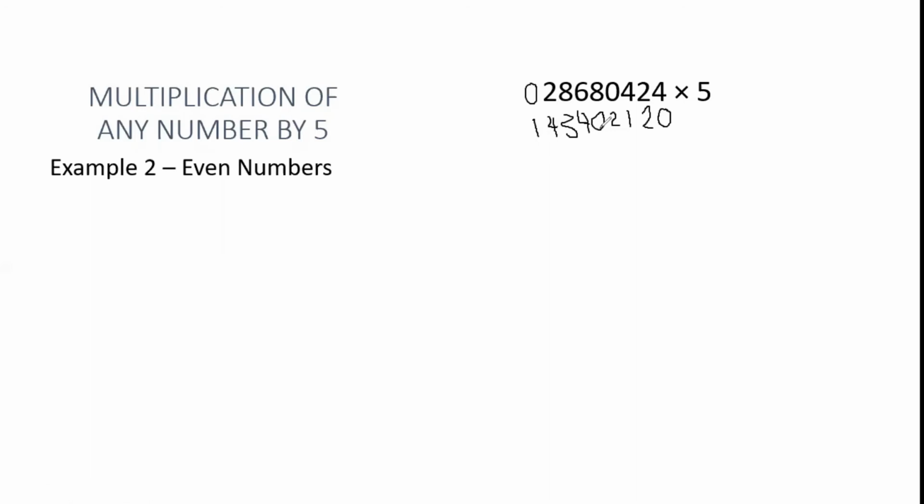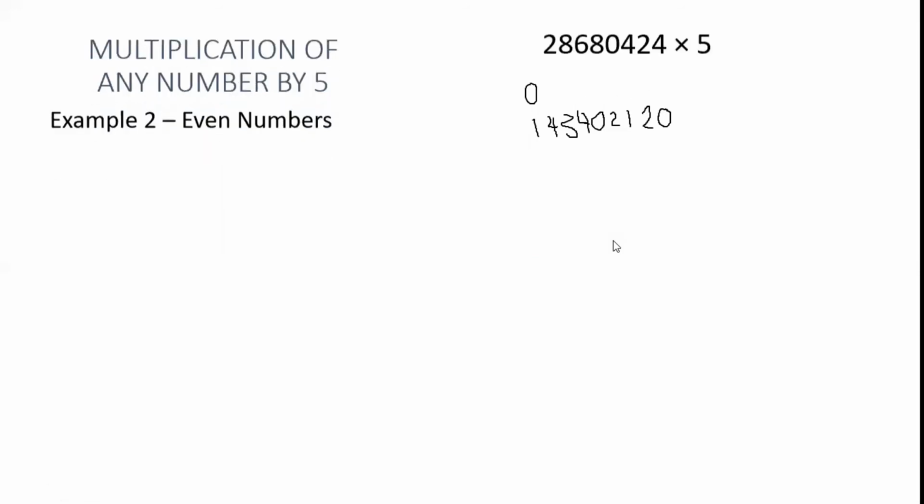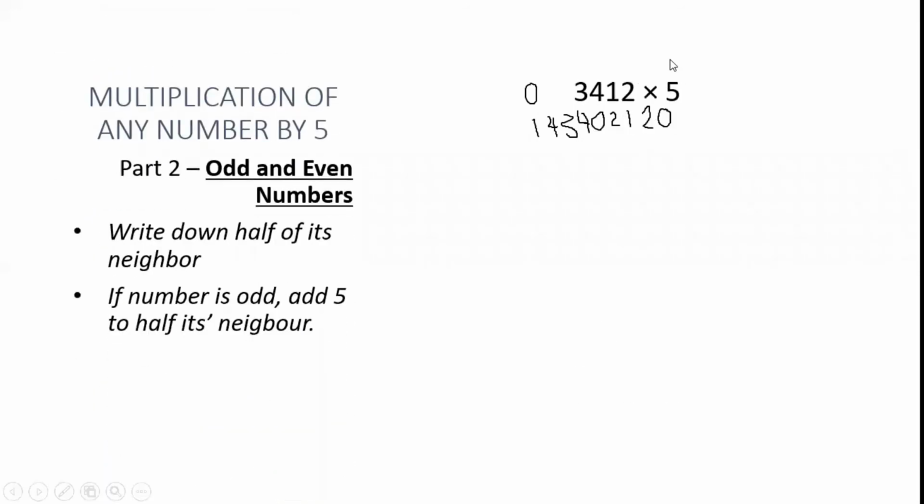All right, so now that we understand multiplication of any number by 5 for just even numbers, we have to do a mixture of odd and even numbers. So we have in this example 3,412 multiplied by 5. Now, the only thing here we need to take note of is we need to add 5 to half of the neighbor on the right.